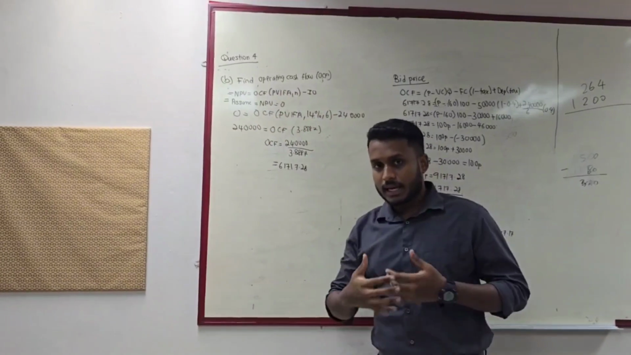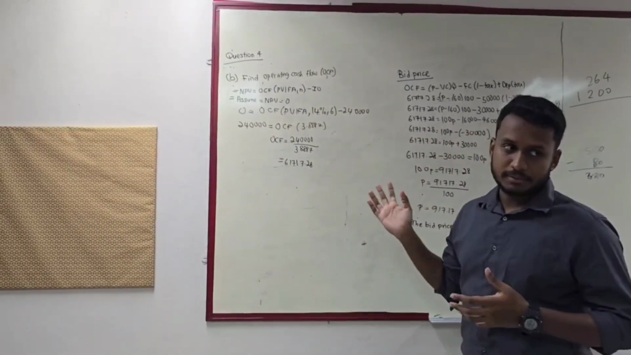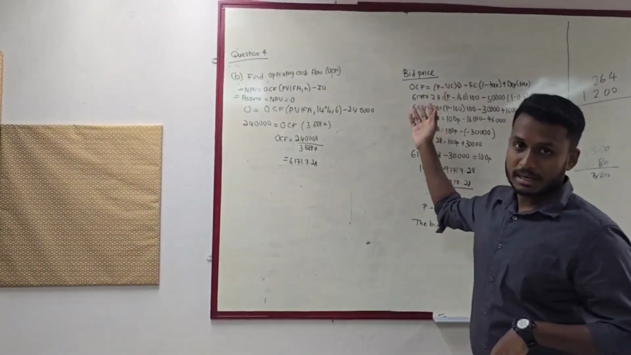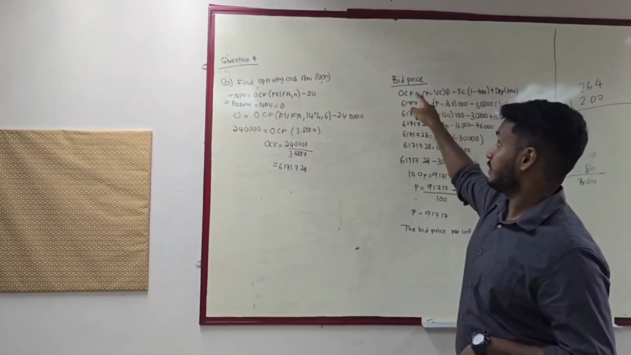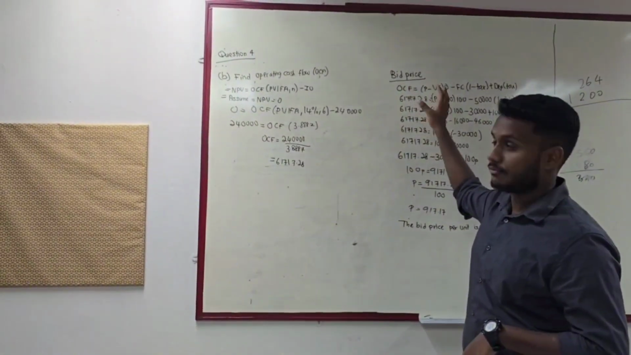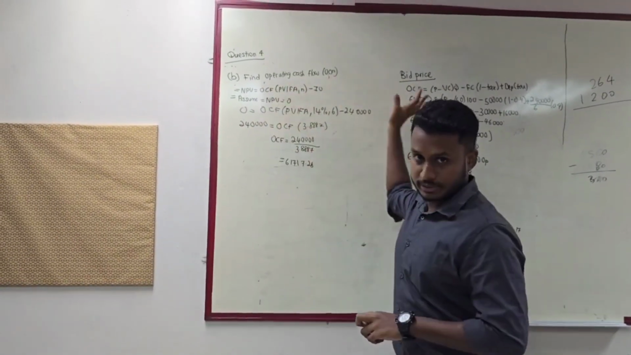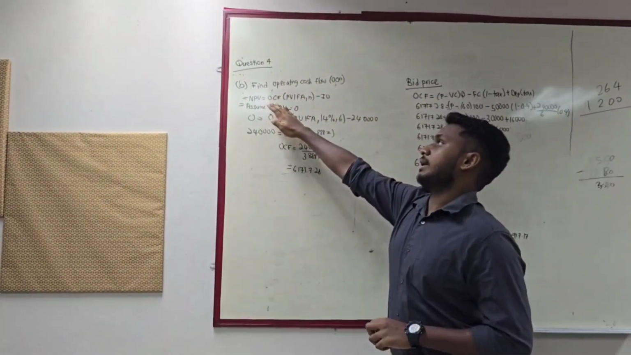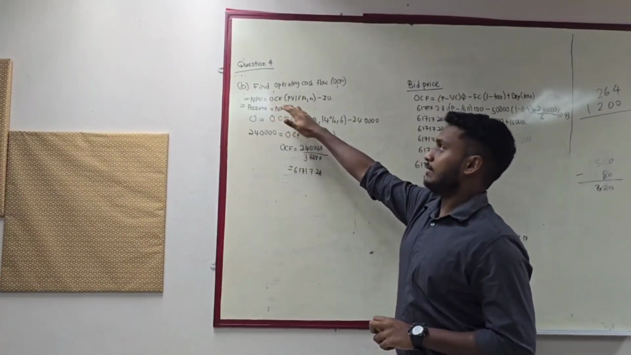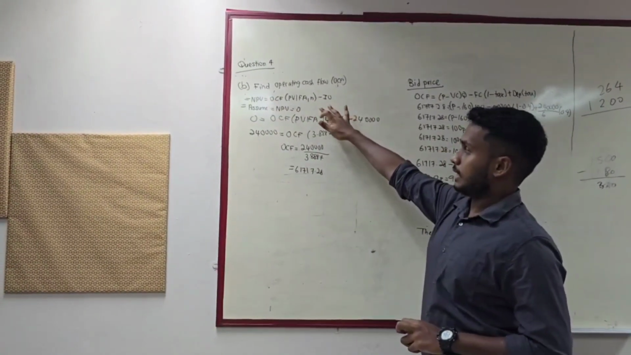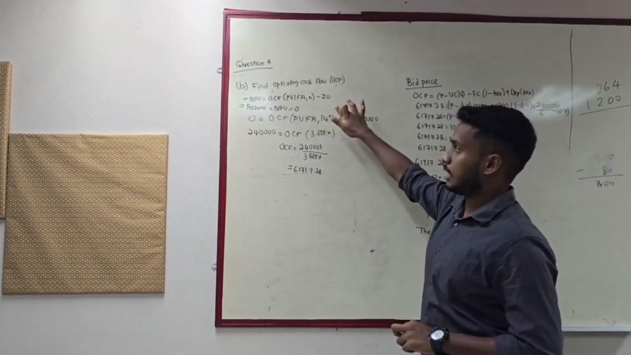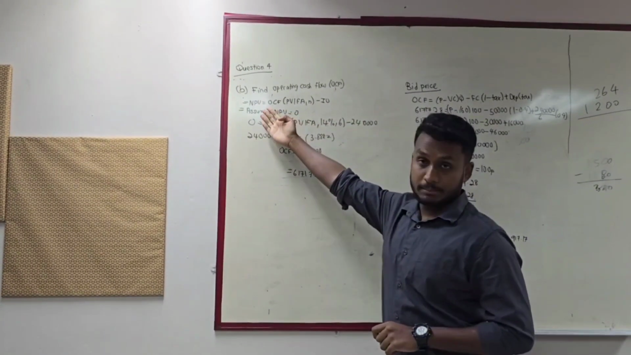For part B, we have to find the depreciation. For the depreciation, we have to get it from the OCF formula. The OCF value we have to get from the NPV, so we have to find the NPV to get the OCF as well. The NPV formula is OCF in bracket PVIFA, comma N, and also minus initial outlay. So we know the NPV formula.